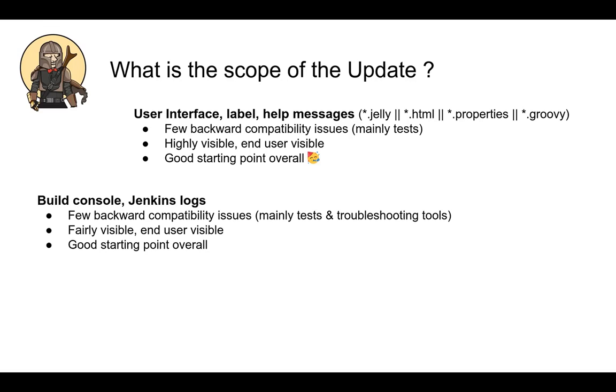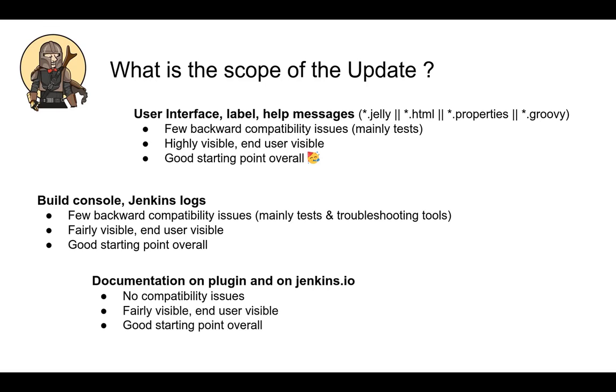There is also the console log, both the job build console and the log. It's still quite visible for the end user, and it's often just a string, so it's quite the same. It's only about backward compatibility, and updating some text in tests. But there are also some troubleshooting tools that may grab some log or something like that to detect some behavior. So this is also where backward compatibility can be a bit of an issue.